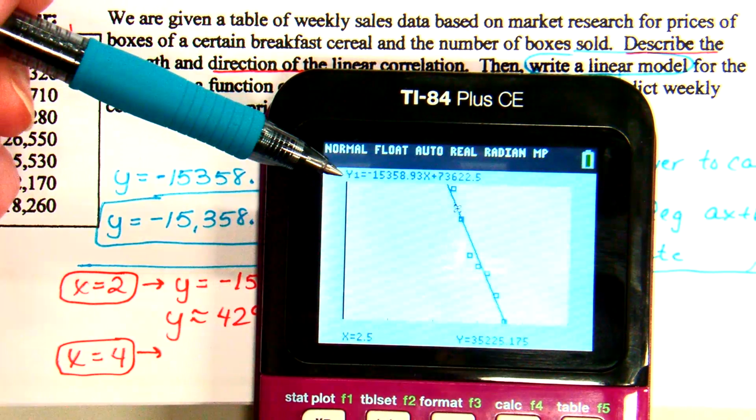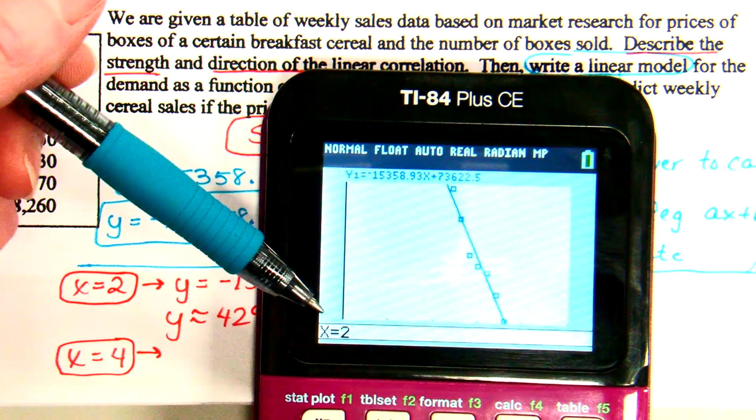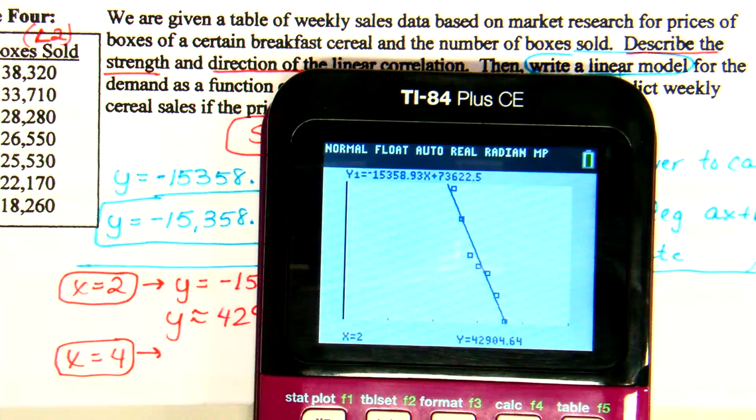So now that I'm on that equation, I had already hit trace, and I toggled to the equation. Now if I enter 2, notice what happens at the bottom. It pops up x equals 2. You hit enter, and it gives me 42,904.64. Can you do that with zeros then too? Mm-hmm. Yep. Okay, so I want to find 4.